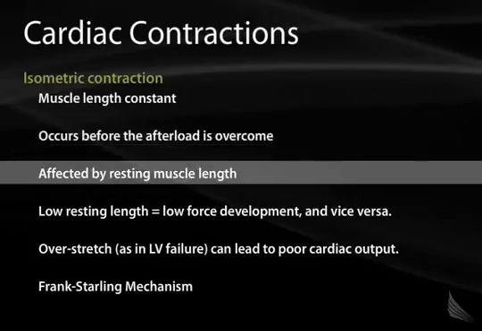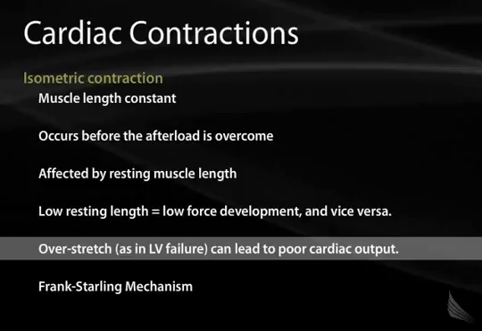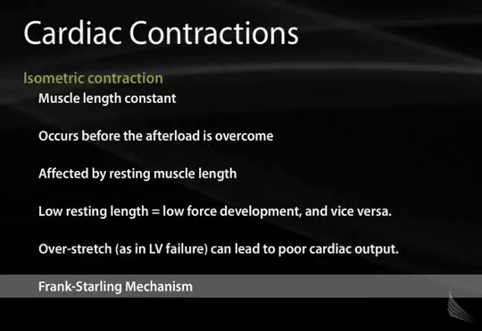Isometric contraction is affected by the resting muscle length. If the resting length is low, then the force development is also low. If the resting length is high, meaning there's a lot of blood in the chamber, then the force development has to be higher in order to push that blood out. Some patients who have too much stretch of their cardiac myocytes, such as patients who have left ventricular failure, can develop poor cardiac outputs because their muscles are too far stretched. This is easily explained by the Frank-Starling mechanism, which we will talk about.